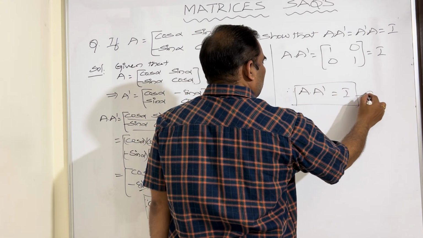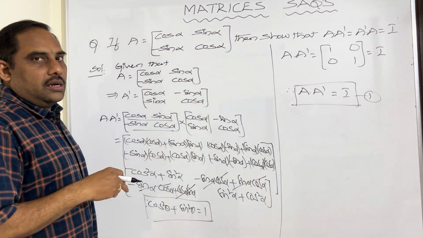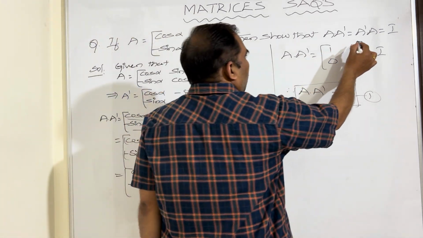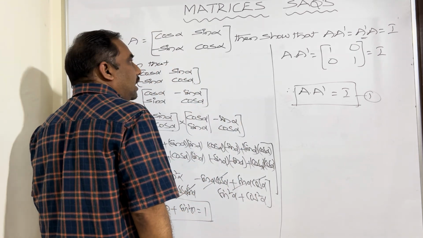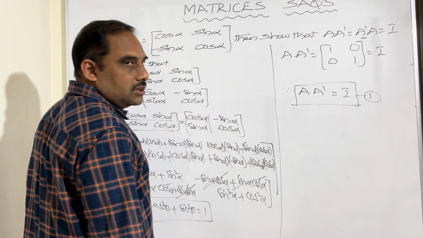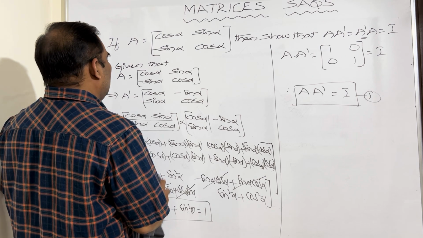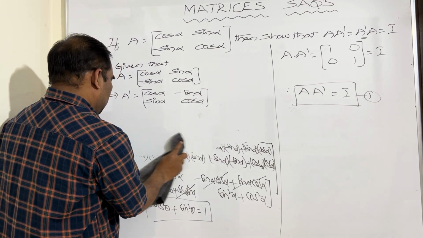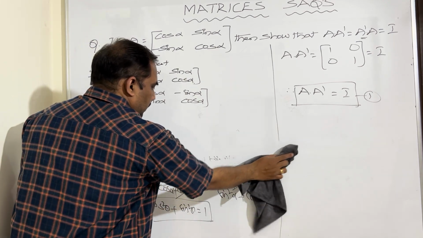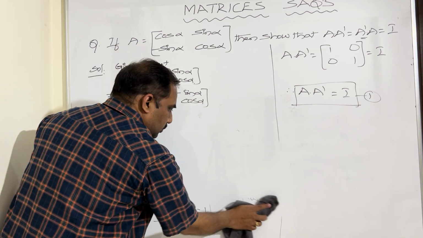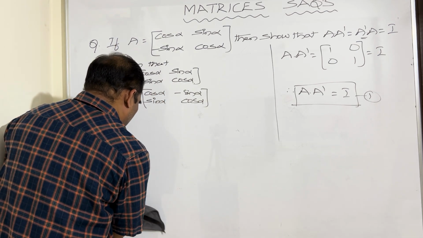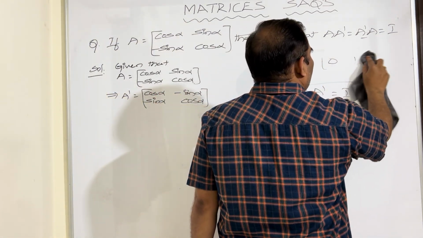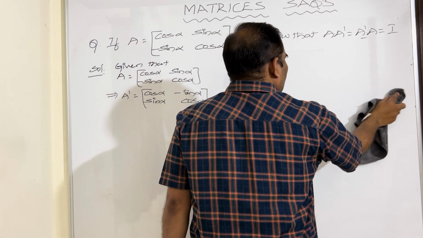Suppose we say this is the first condition, where we multiplied the matrix A with A transpose. Now further, we have to multiply the matrix A transpose with the matrix A. So taking the A transpose matrix first and multiplying it with the matrix A, we have to prove that A transpose into A is also equal to I.